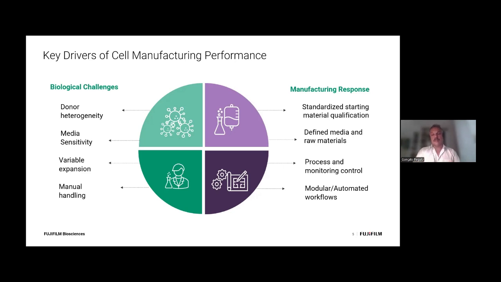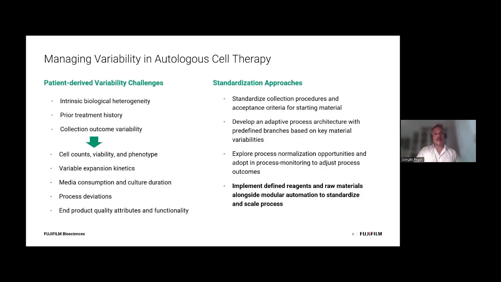But to do this at scale, we need to have this process much more streamlined, reducing manual handling to make sure that this is then scalable, right? And this is then linked with standardizing starting materials, using defined media and raw materials, a lot of in-process control, and it's very clear that this control has to be embedded in the manufacturing process, right? And then the big question of how do we automate? Automation and closed systems are essential to cell therapy processes at scale.